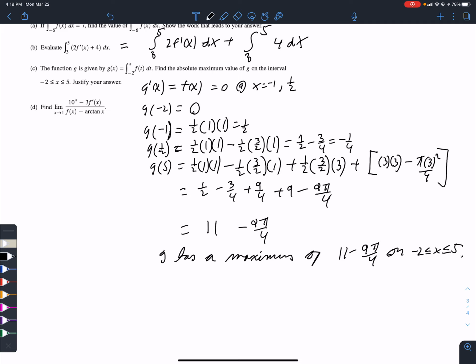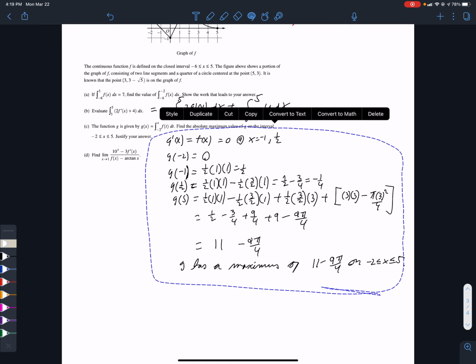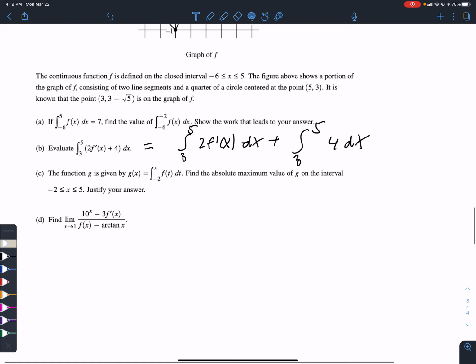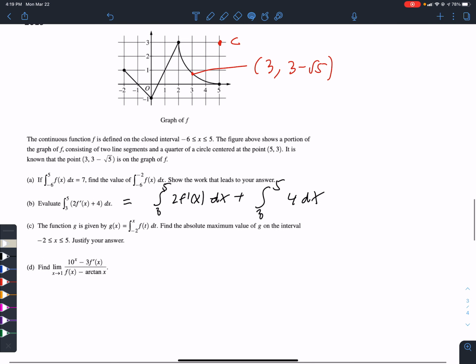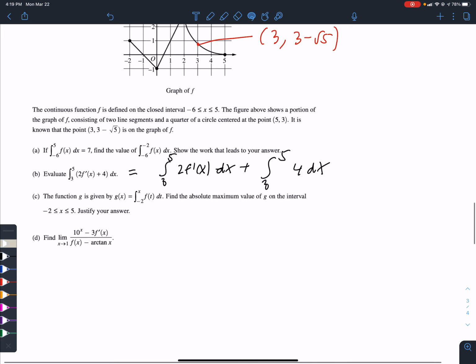Bammo. That's part C. All right, we have one more to go, part D. Let me erase all of this, and we are almost finished. So part D, we have a limit. And I'm just sensing L'Hopital's. So let me take the limit of the top and the limit of the bottom separately. That's what you need to do in L'Hopital's.